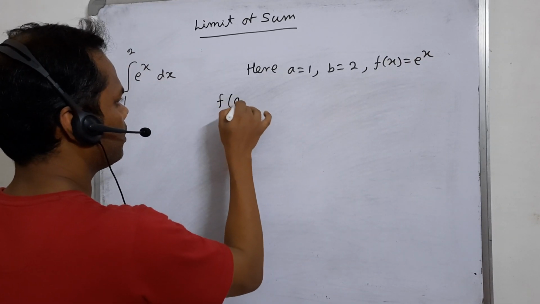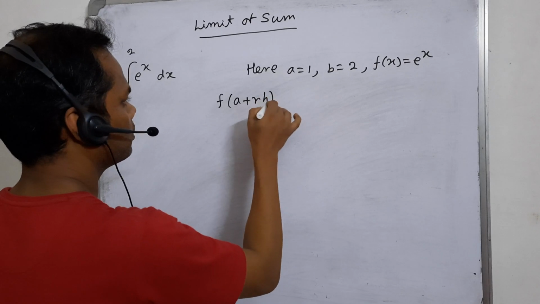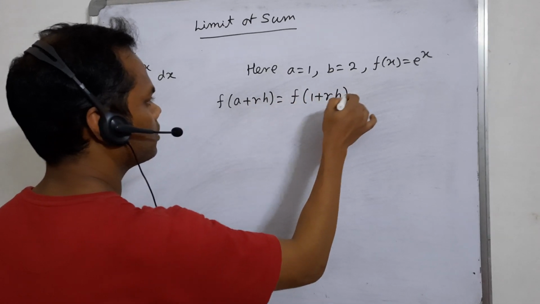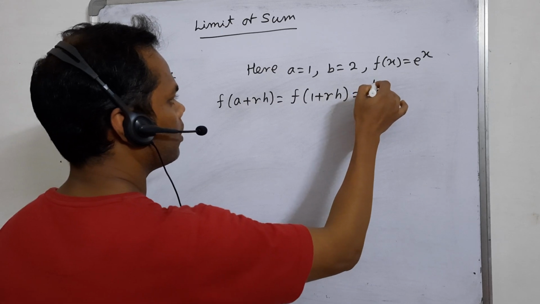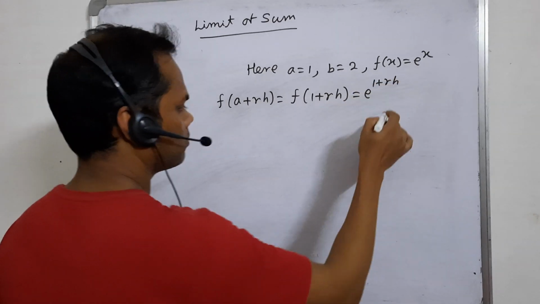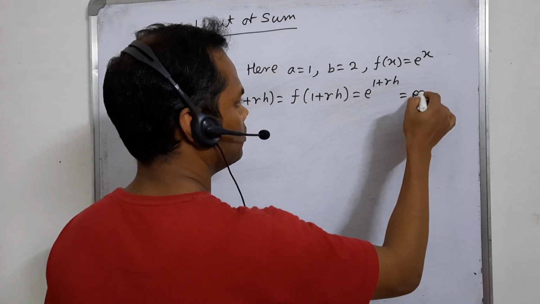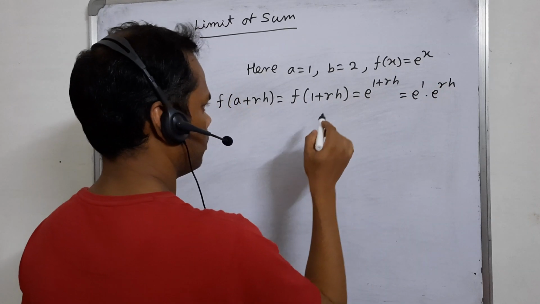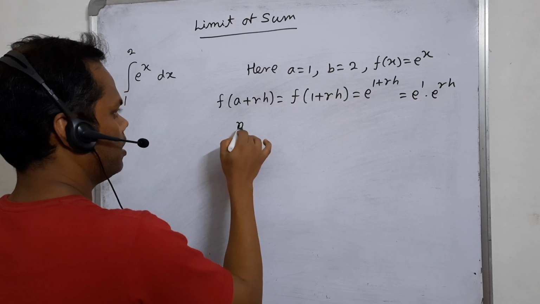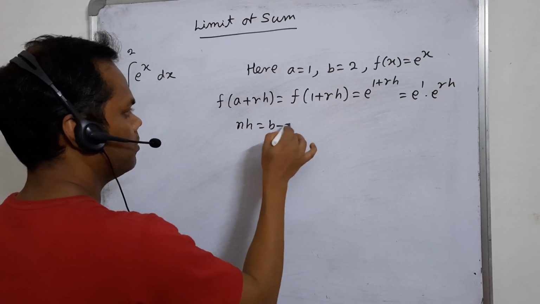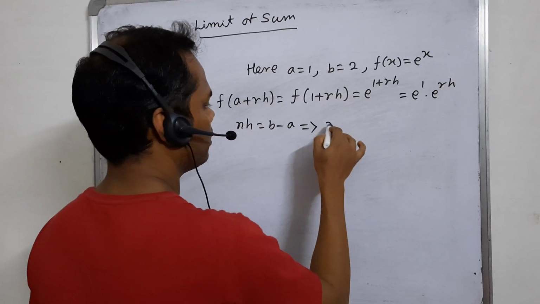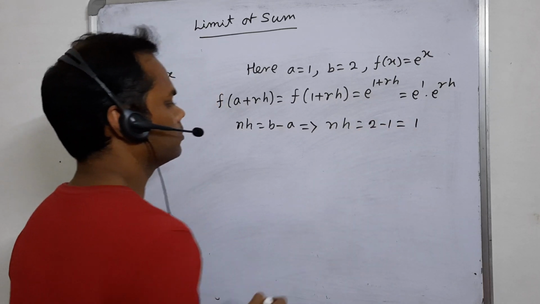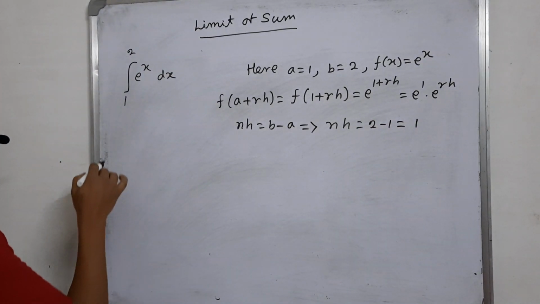So f of (a plus rh) equals f of (1 plus rh), which equals e to the power (1 plus rh), which equals e to the power 1 into e to the power rh, and nh equals b minus a, that implies nh equals 2 minus 1 equals 1.